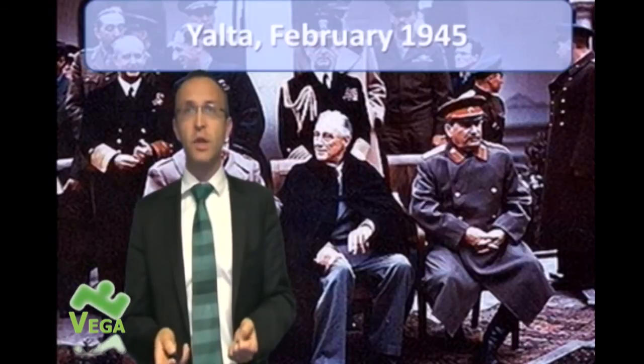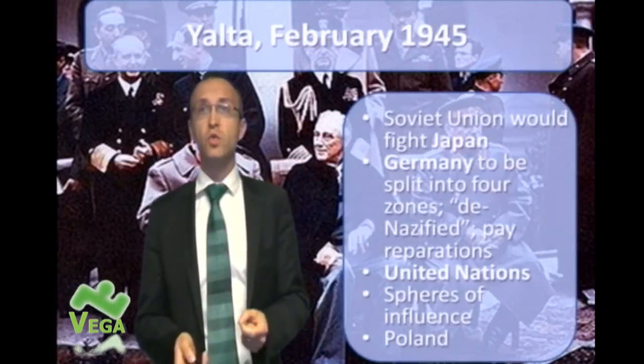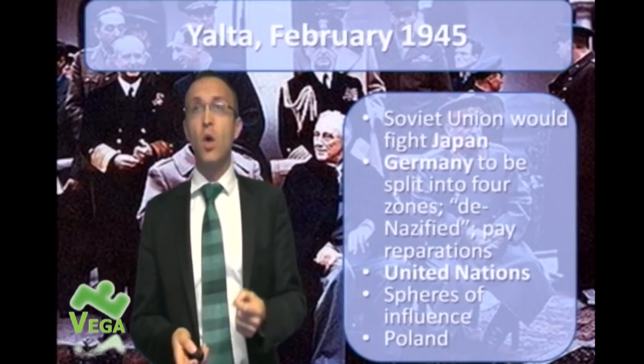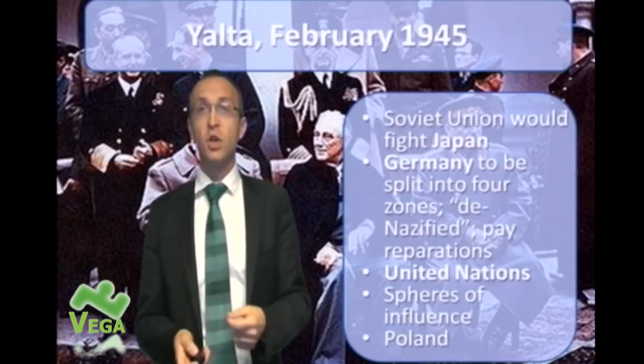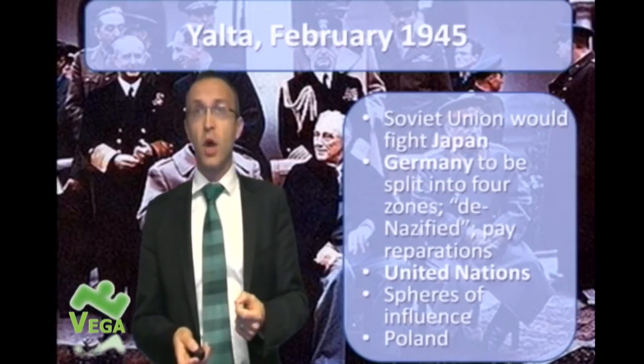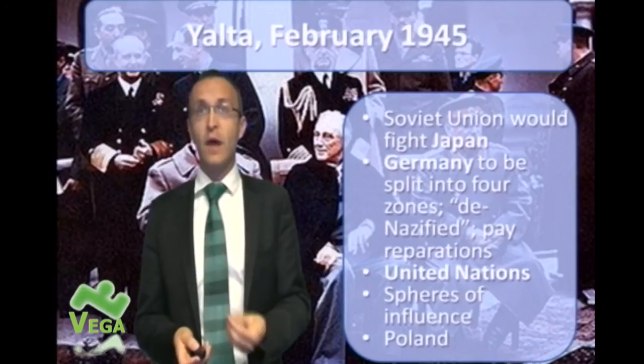Now, by the time the three leaders met in Yalta in February of 1945, the situation was quite different. It was quite clear by this point that Germany was on its last legs, that Germany would soon be defeated. By this point, a grand bargain was struck between the USA on the one hand and the Soviet Union on the other. And that bargain really relied upon two elements.